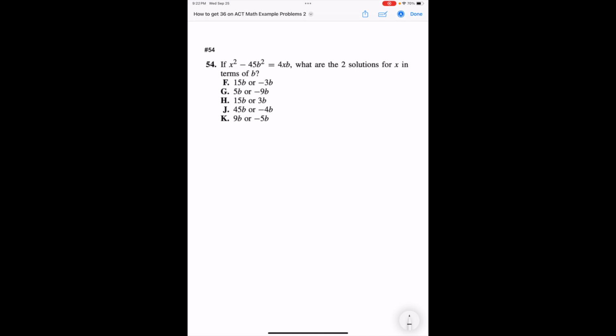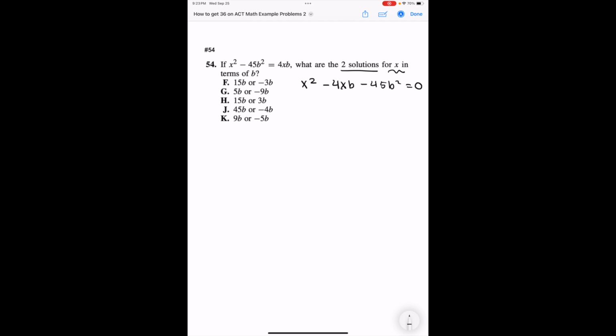Question number 54 from practice test 6 says that if x squared minus 45b squared is equal to 4xb, then what are the two solutions for x in terms of b? So this is another polynomial because we can see that there are two variables, x and b, and it is asking you to find the two solutions for x. So x is our variable right here. But we can rewrite it as x squared minus 4xb minus 45b squared equals 0. And it is asking for the two solutions for x.